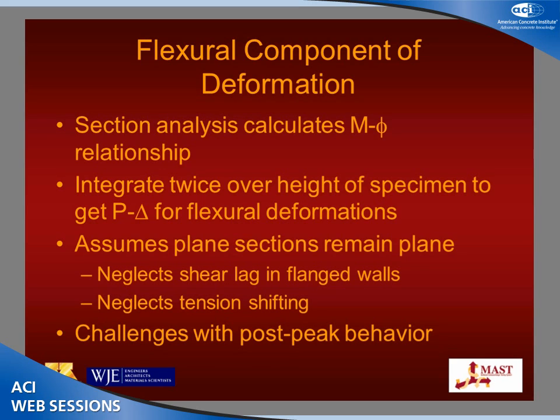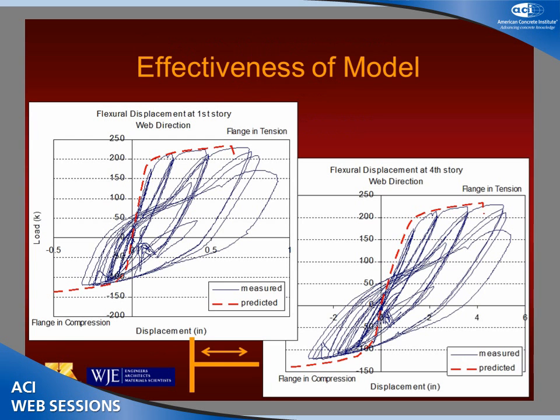We have all sorts of great tools to do that with. This does, number one, assume plane sections remain plane, so we're neglecting shear lag in flanged walls. That could be added in with an effective width or other adaptation. And it neglects tension shifting, which is when you have diagonal cracking that increases your plastic hinge length and therefore your deflections. There are also some challenges with this approach in finding your post-peak behavior.